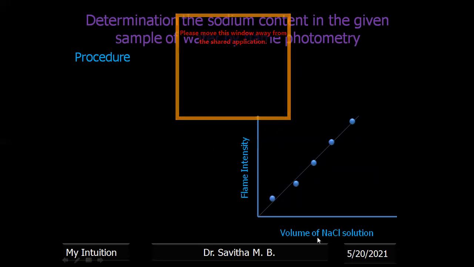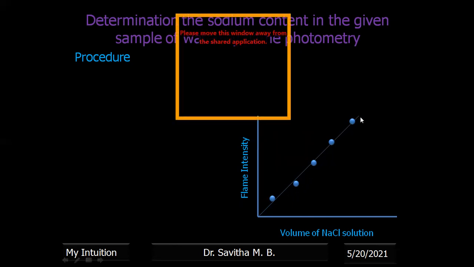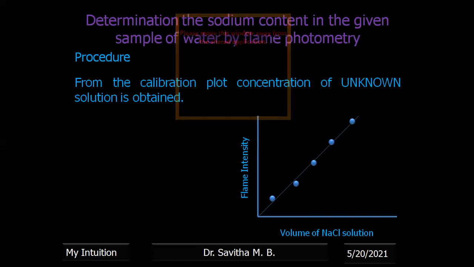Similar to colorimetry, here also you will be plotting a graph taking flame intensity along the y-axis and sodium chloride solution volume along the x-axis. As the volume of sodium chloride increases, the intensity of the emitted radiation also increases, and you need to plot the graph and draw a straight line passing through the origin. You already have the emitted intensity of the solution of unknown sodium chloride concentration, right? You will be marking that along the y-axis.